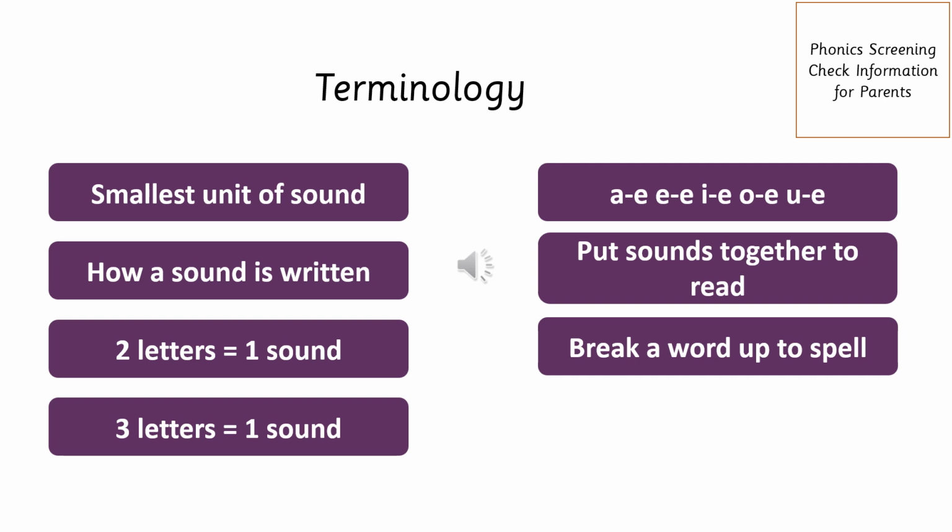Phoneme is the smallest unit of sound. A grapheme is how a sound is written. A digraph is 2 letters making one sound. A trigraph is 3 letters making one sound. Split vowel digraphs are digraphs which are separated by a grapheme. To blend is to put sounds together to read, and to segment is to break words up in order to spell.